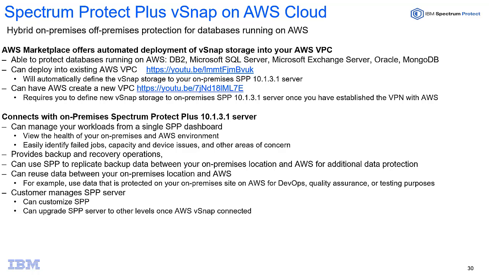You can also use the AWS storage to replicate your backups from. So if you had some on-premise backups in a vSnap, you could replicate those over to the AWS vSnap. Once you've purchased this vSnap storage inside of AWS and it has been installed on your Spectrum Protect Plus server, at that point, you can upgrade your Spectrum Protect Plus server to other levels or do any other type of modifications you would want. I do have 2 videos out there showing how to order and how to define the storage inside of AWS, so do take a look at that. One is for an existing VPC and one is if you have to create a new VPC.